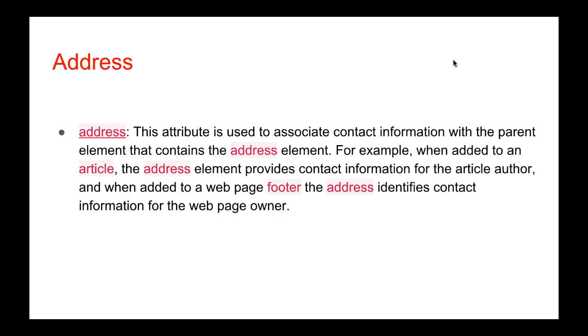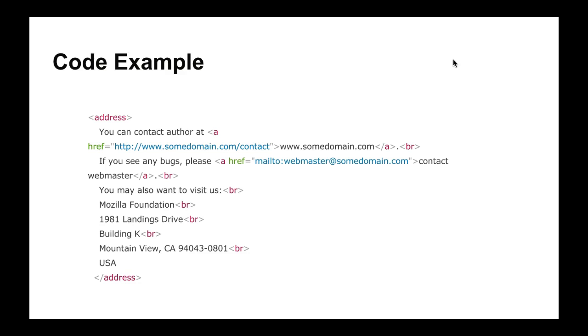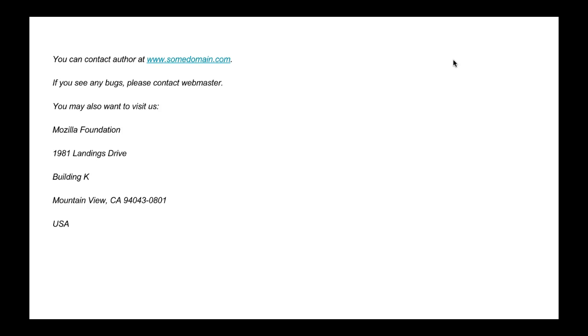Address. This element is used to associate contact information with the parent element that contains the address element. For example, when added to an article, the address element provides contact information for the article author. And when we add it to a web page footer, the address identifies contact information for the web page owner. This is the address code example, and this is how it looks like.